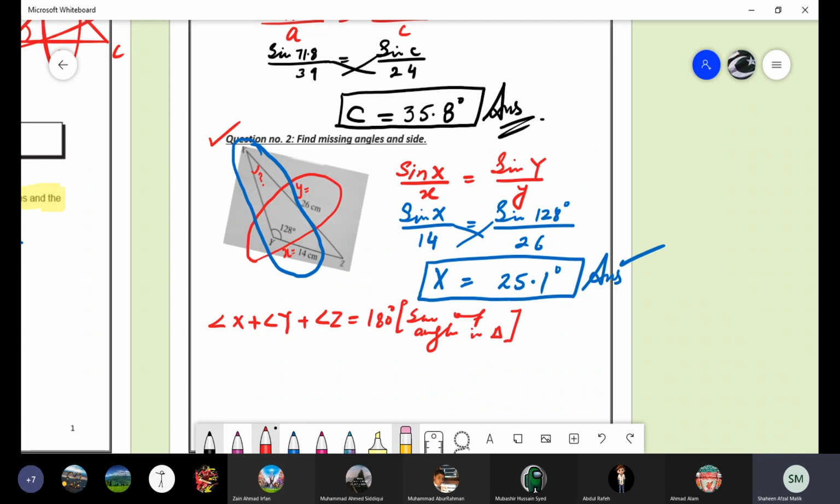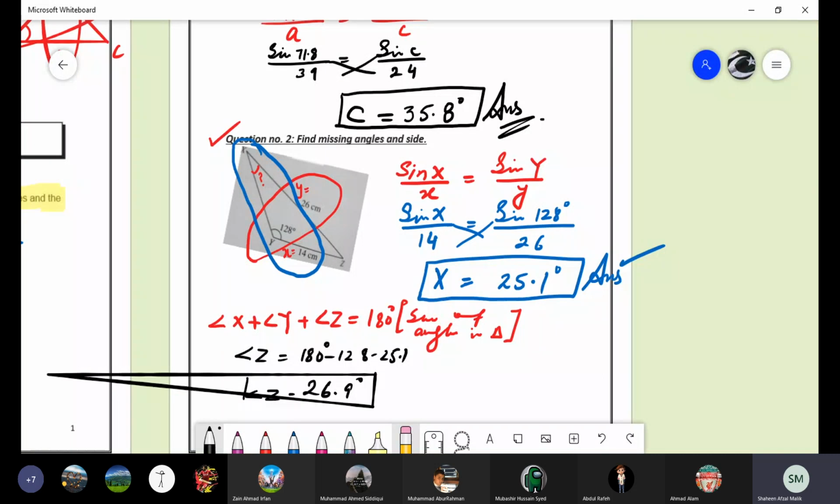Yes, my dear students, how will you substitute? How will you find out angle Z? 180 degree minus 128 minus 25.1. What's the value of angle Z? Ma'am, 26.9. Very good. 26.9 is the second answer.